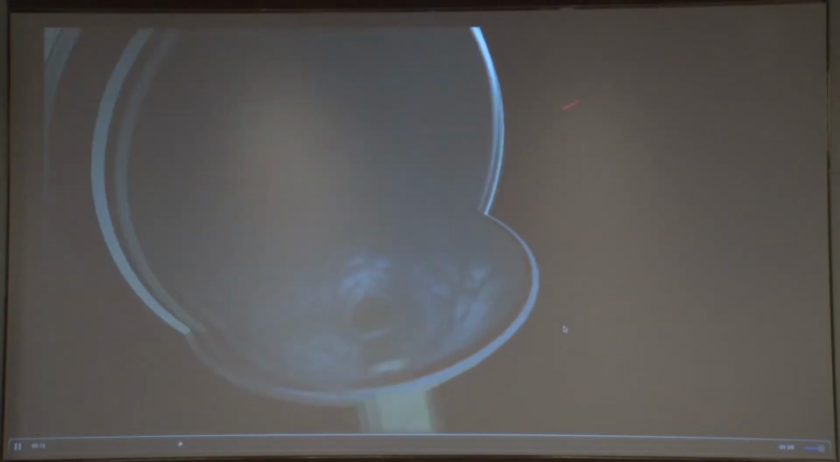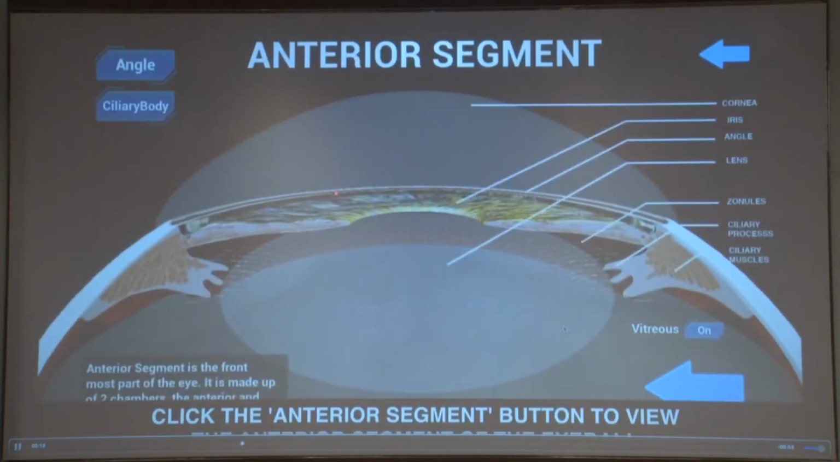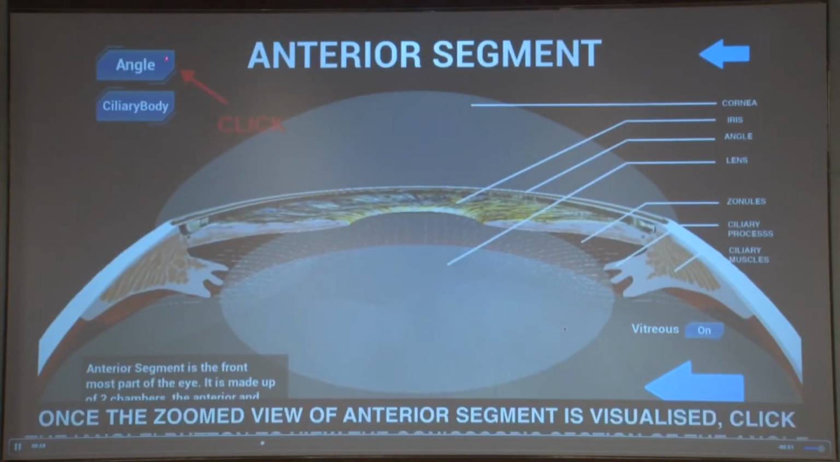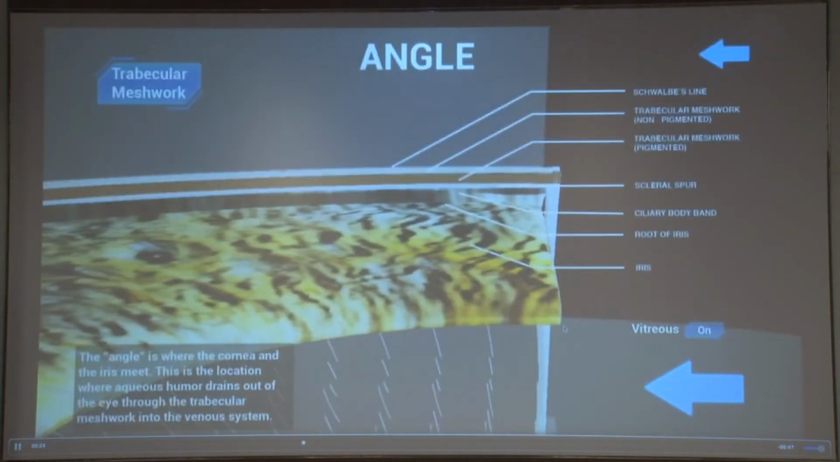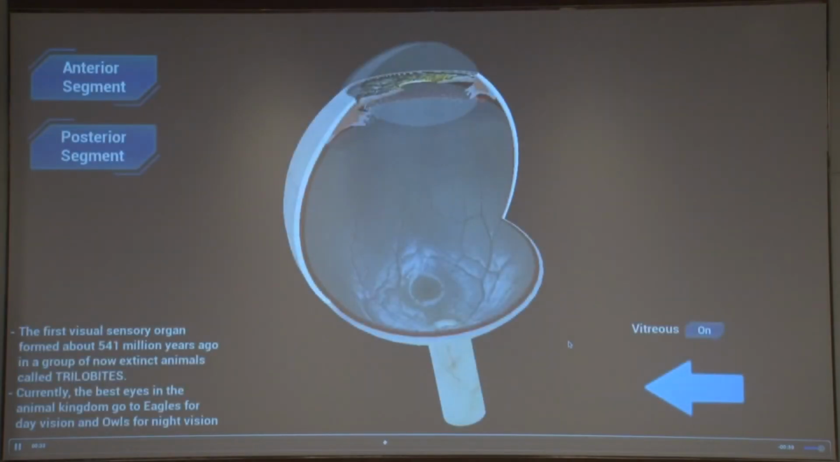You click anatomy, automatically the eye goes into the anatomical part, and now you are going to click the anterior segment. So it goes into the anterior segment view. Now you can click angle or ciliary body. If you click angle, you will get the gonioscopic view. Now when you click trabecular meshwork, you get the electron microscopic view. So we wanted to give you as much dynamicity as possible.